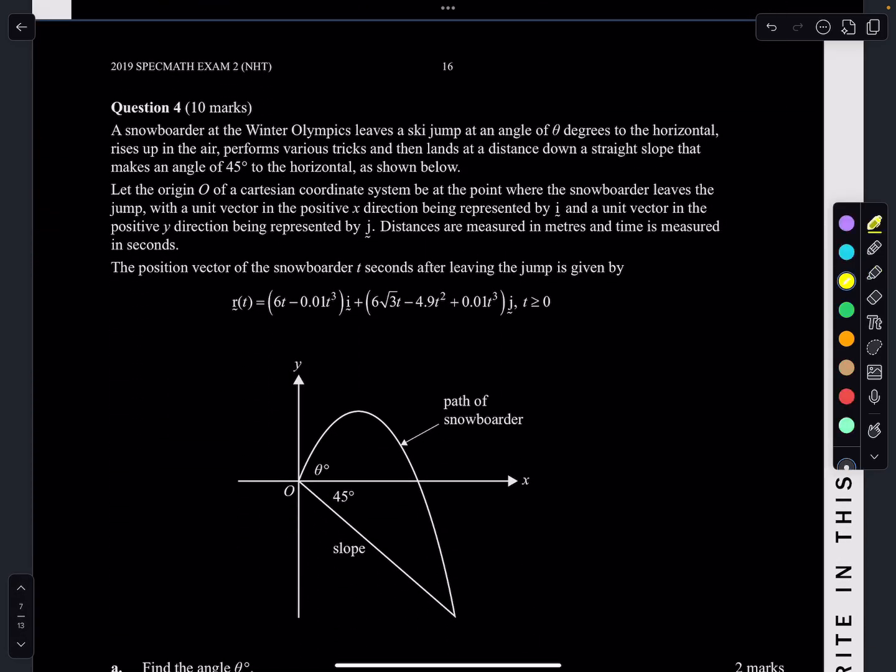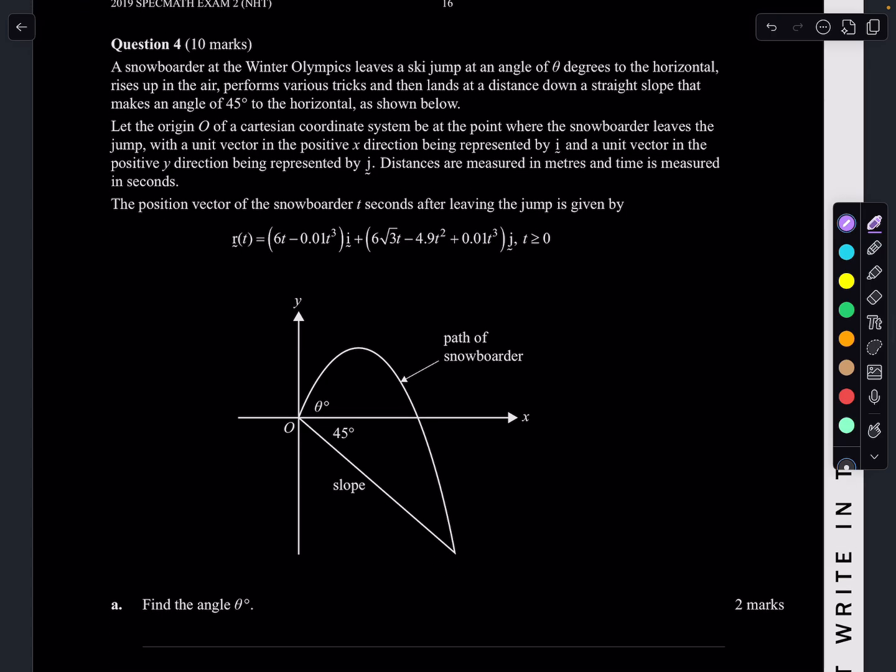Question 4. Let's do this question here. All right. So it says a snowboarder at the Winter Olympics leaves a ski jump at an angle of theta degrees to the horizontal, rises up in the air, performs various tricks, and then lands at a distance down a straight slope that makes an angle of 45 degrees to the horizontal as shown. Let the origin O of the Cartesian coordinate system be the point where the snowboarder leaves the jump, with the unit vector in the positive x direction being represented by i and the unit vector in the positive y direction represented by j. Distances are measured in meters and times measured in seconds.